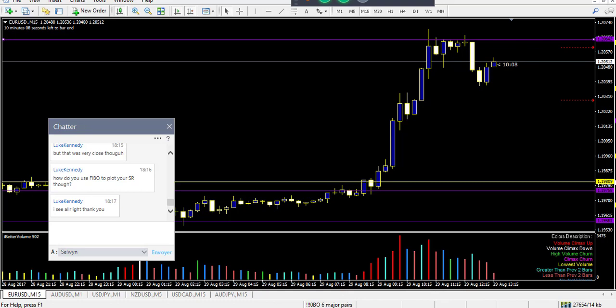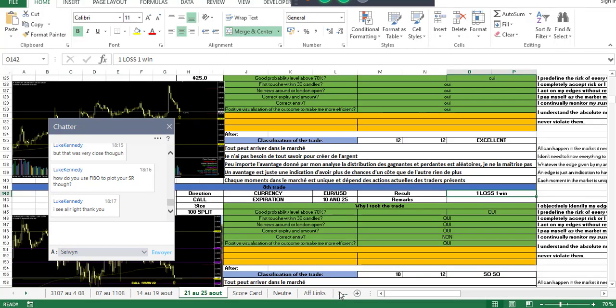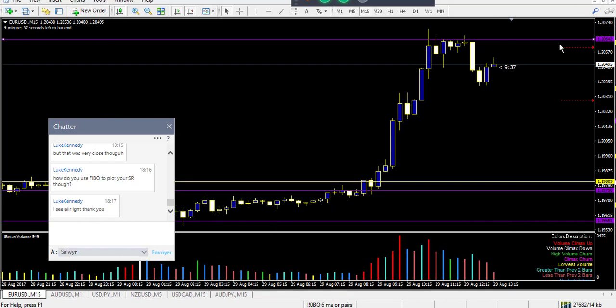So for you to remember in the psychology mindset, remember that all can happen in the market. You don't need to know everything to create money. Whatever the edge given by your strategy, it is just a little chance to have the odds in your favor that the price will go in a specific direction than the other, nothing more. And you don't control the distribution of the winning and the loss. It means you will win some trades, you will lose some trade, but you can't avoid to lose a trade.